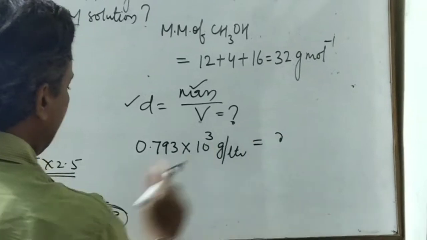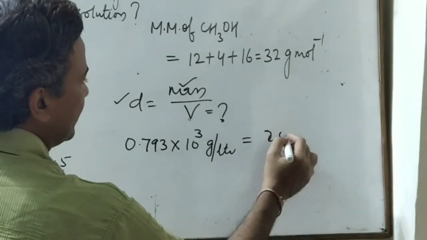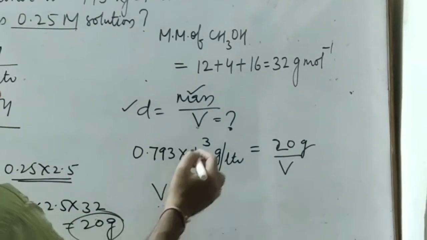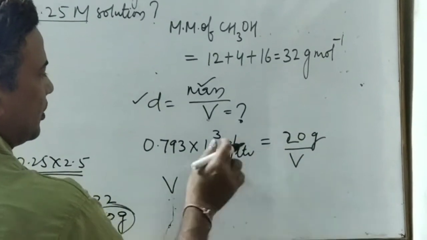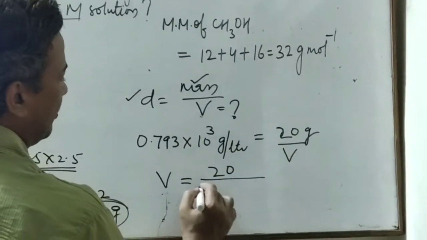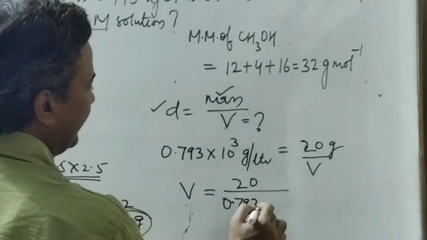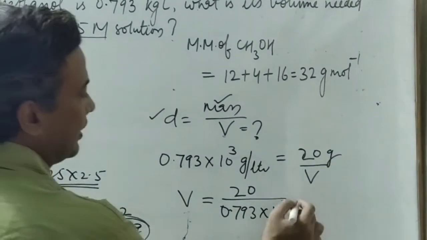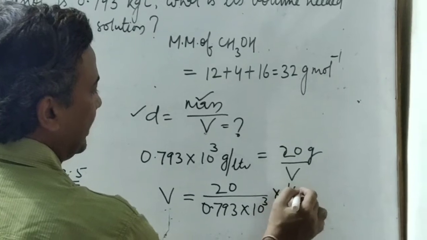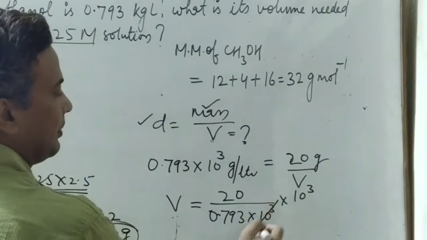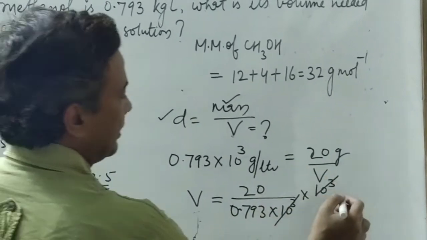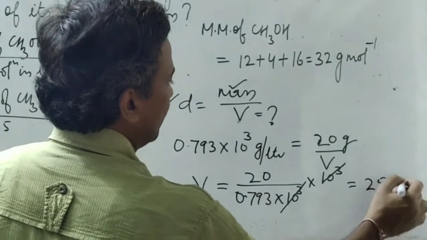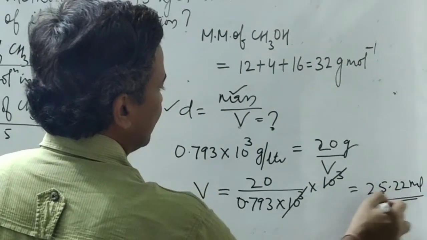And mass we know by calculation, it is 20 gram. Volume you have to calculate. Volume of methanol required is 20 divided by 0.793 into 10 raised to power 3 liters, and you can convert it into milliliter by multiplying with 1000. By multiplying with 1000 you solve it, and the answer comes out to be 25.22 milliliter. This is your answer.